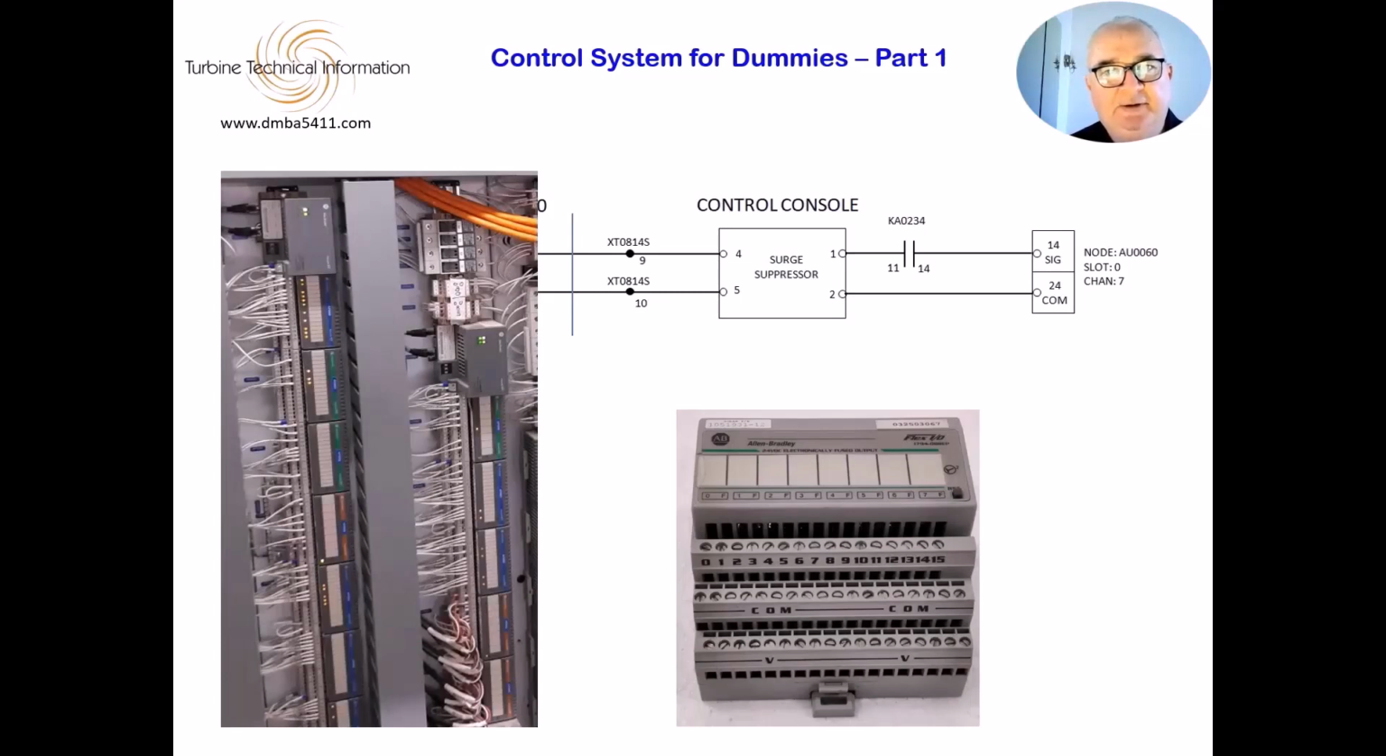Starting with the information on the control console. The wiring starts from contact 14 on Flex IO AF0060 and it finishes at contact 24, which is the common return wire. The Flex IO is slot 0, which means it is the first Flex IO in the group of Flex IOs on that node.